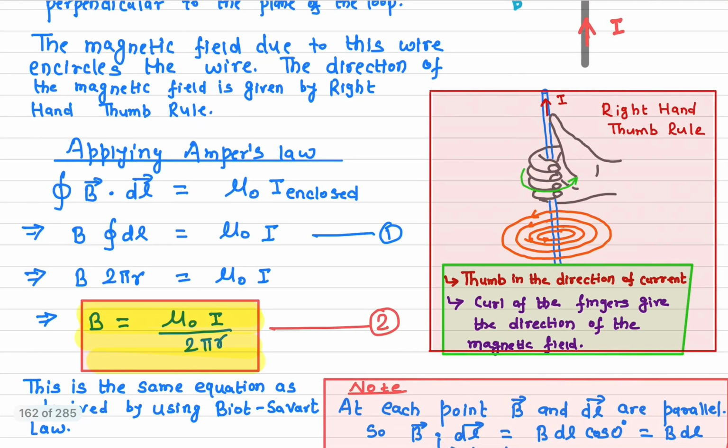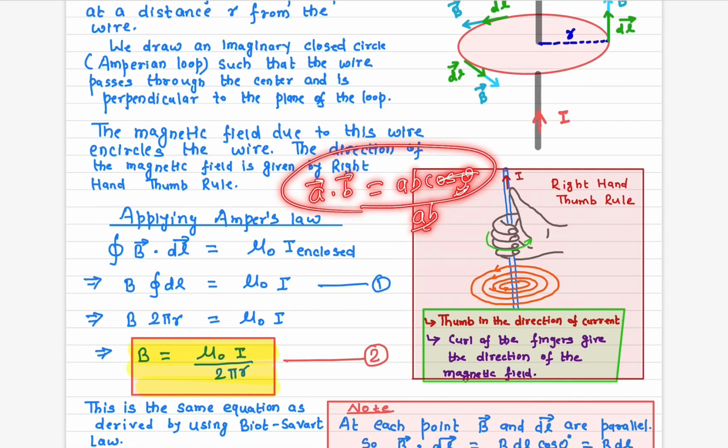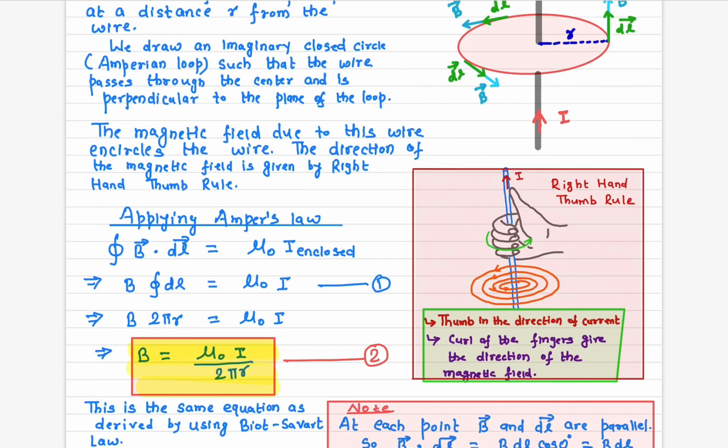So what I'm trying to say here is, B vector and dl vector: if it is a circle, then the magnetic field is constant at each point, so I can take it out of the integral. B vector dot dl vector, and B vector and dl vector are in the same direction. A vector dot B vector is equal to AB cosine theta. If they are in the same direction, then the angle is 0 and cosine is 1, so it will be simply equal to AB. That's the reason we choose this circle here.